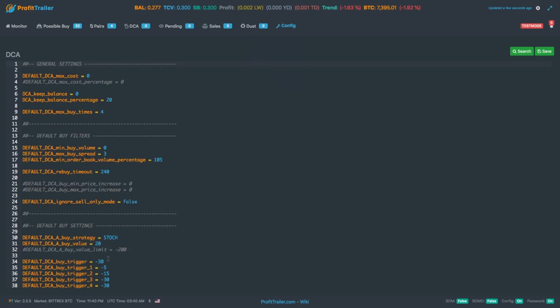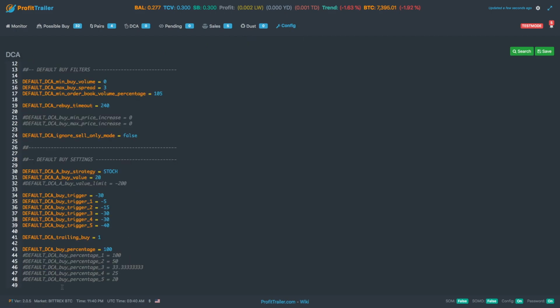And then for DCA, it's set up exactly the same way as your pairs config, except you also have to take into account the buy trigger and the trailing buy, if you so choose to use trailing buy. So in the DCA settings, I have my default A strategy as stochastic oscillator and the buy value at 20, again, just like I had on my pairs. Now you can make this lower if you want, or greater if you want. There's no requirement to use 20. I just use that as my example because that is the traditional industry standard for this.